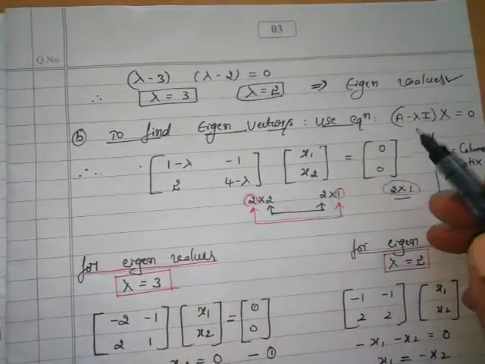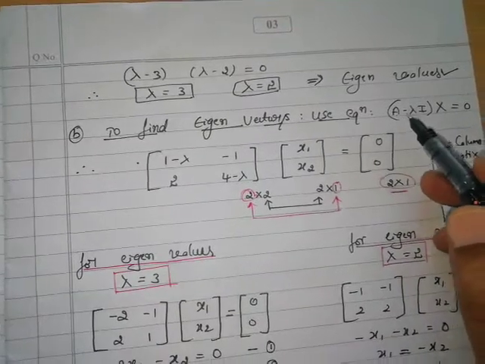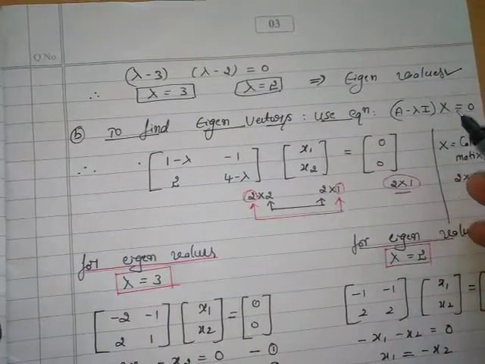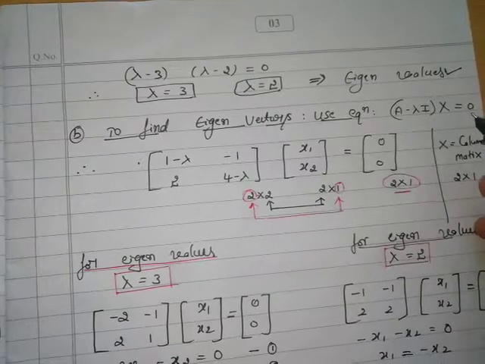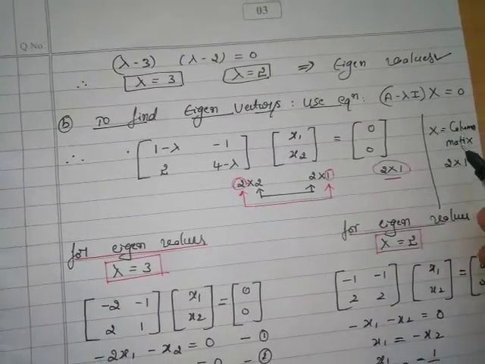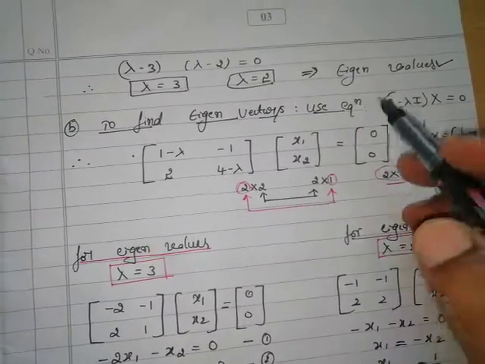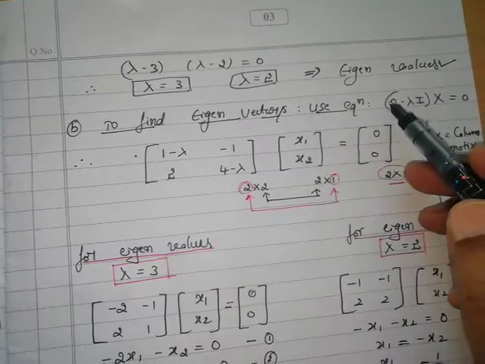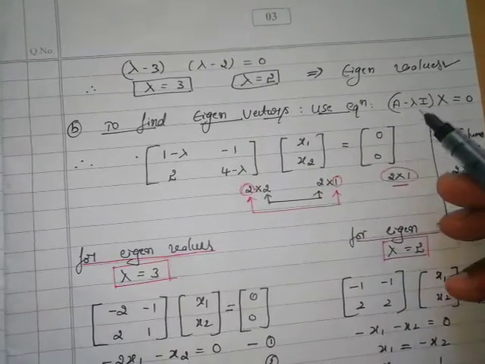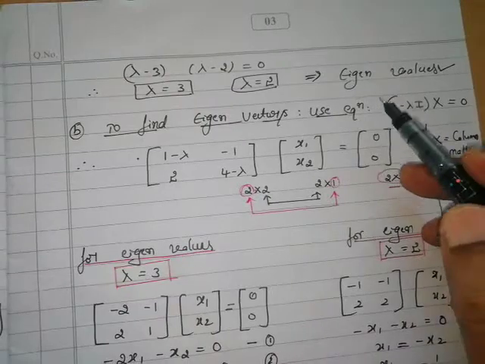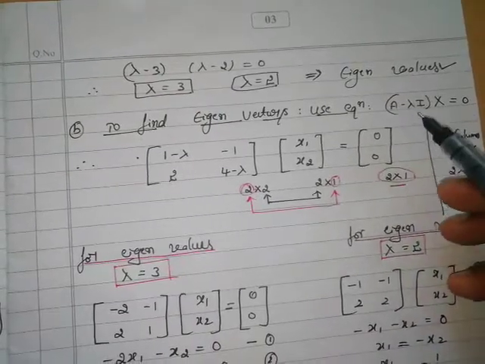For eigenvectors I will use the equation (A minus lambda I) multiplied by x equal to 0. Here x is a column matrix which is 2 cross 1. Note that here it is just a bracket. It is not a determinant. Remember this: it is not a determinant. It is just a bracket.